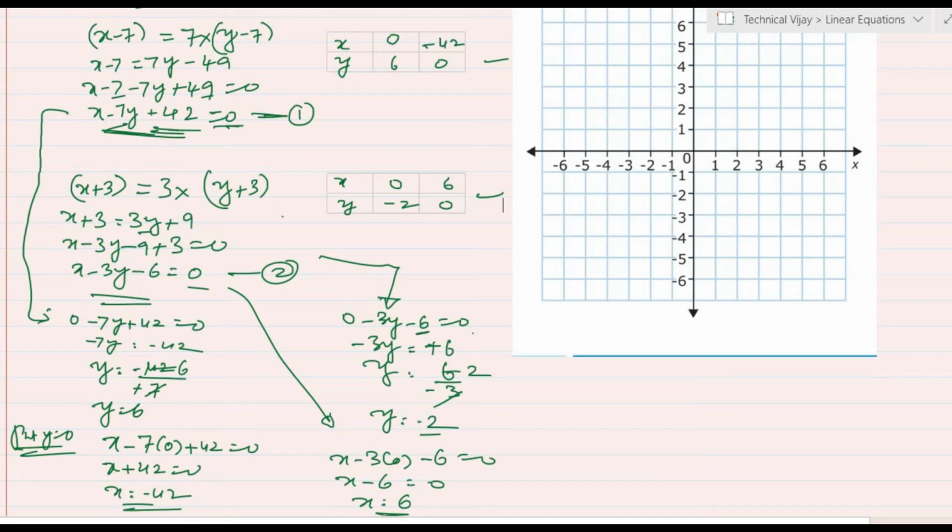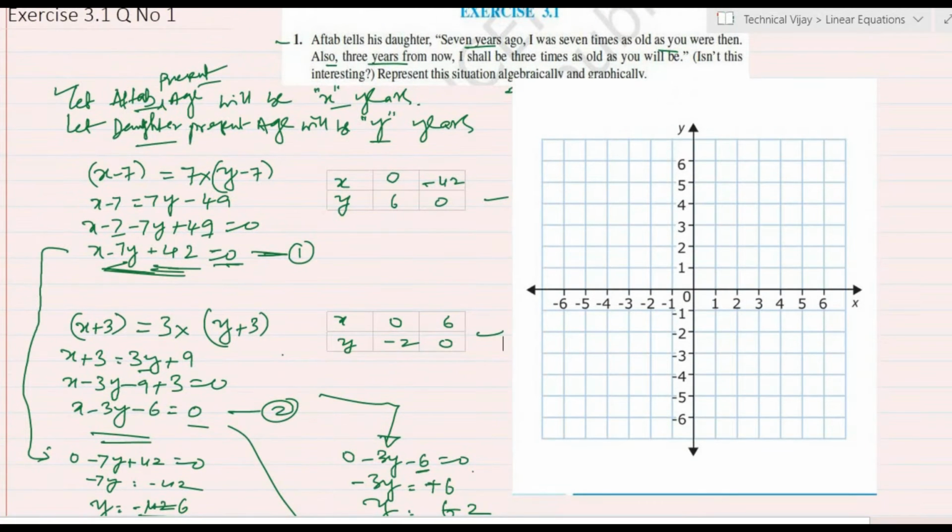These two values we will represent in the graph. So here first we will consider this equation, x 0 and 6. This is positive, this is negative, this is the x coordinate and this is the y coordinate. Y coordinate positive is here, negative is here, x coordinate positive is here, negative is here. So here 0 and 6, x is 0 here and y is equal to plus 6. So this is one value.